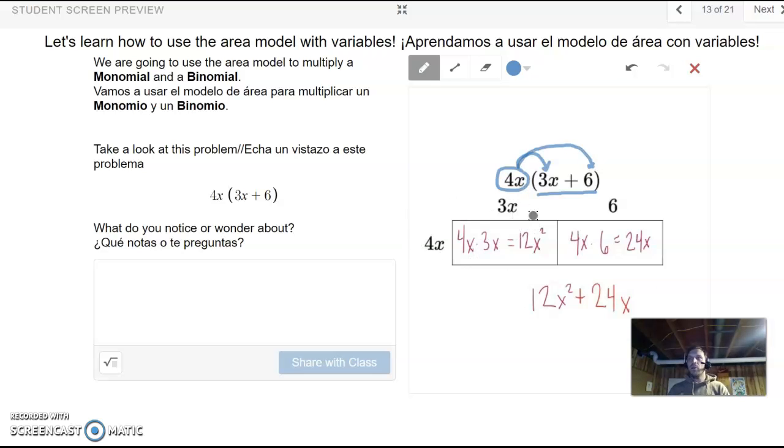So you can see we took 4x times 3x right here, and 4x times 6. So 4x and 3x is 12, x and x is x squared. 4x times 6 is 24x. And so then we combine our two answers. They're both positive, so we'll combine them by adding: 12x squared plus 24x.